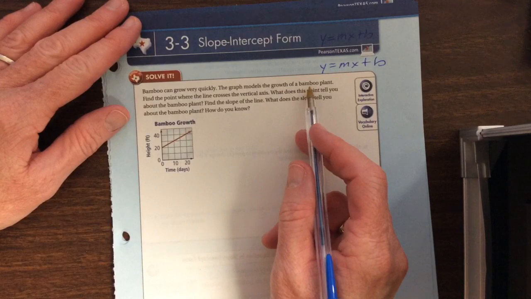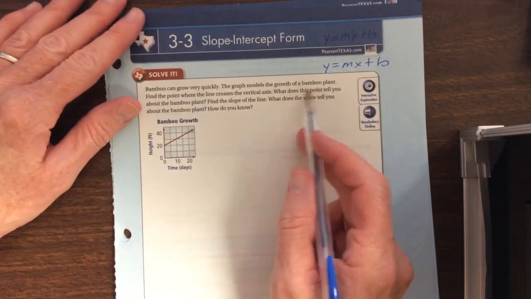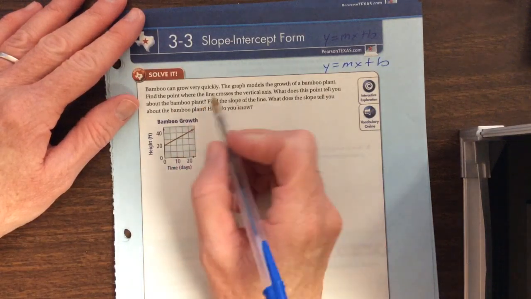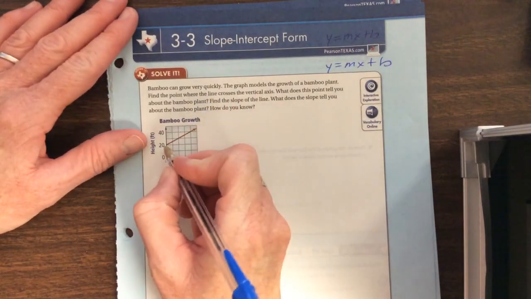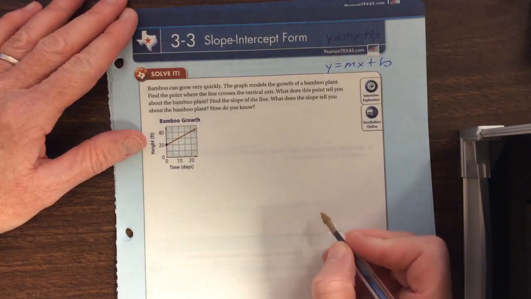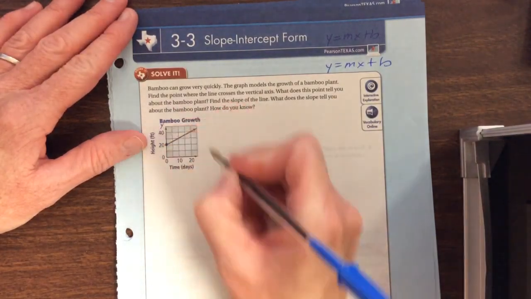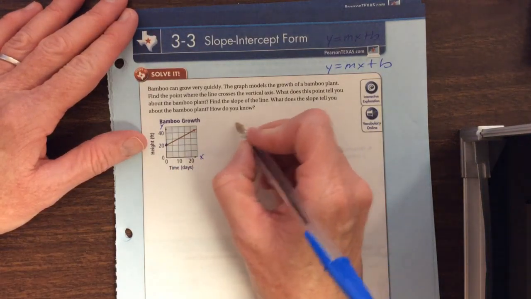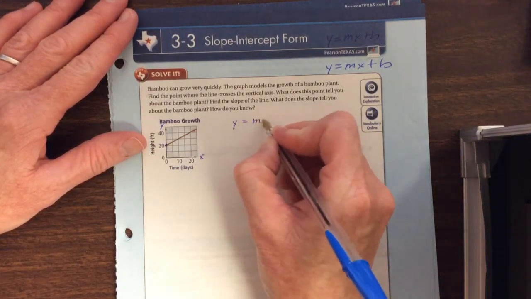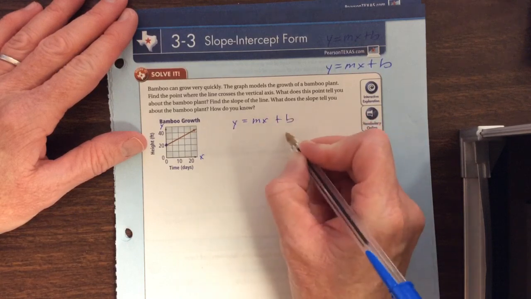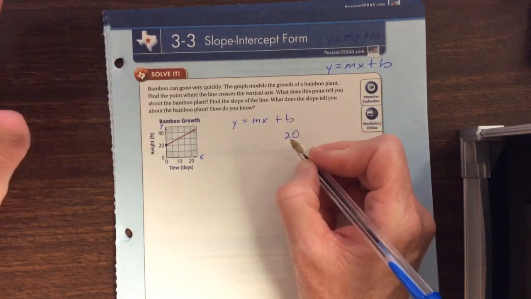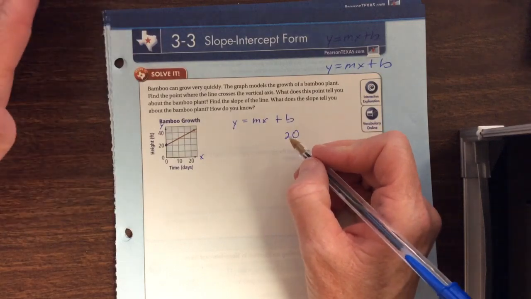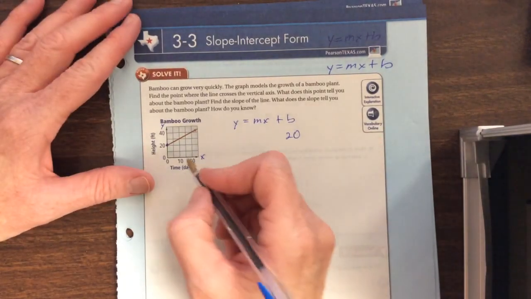It says this graph models the growth of a bamboo plant. What does the point tell you about the bamboo plant of where the line crosses the vertical axis? They're talking about that right there. And we know this is our y, this is our x, and it crosses here, so therefore it's non-proportional. And if you have y equals mx plus b, you know it starts at 20 feet tall. And then we need to determine how much does it grow every day or each day.